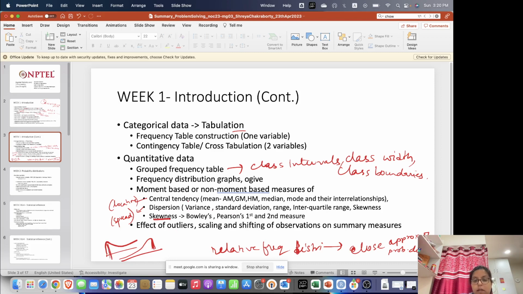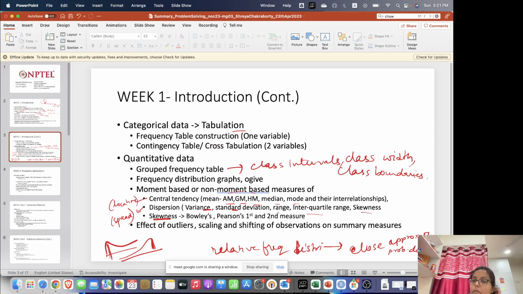We learned about measures of central tendency. This was the arithmetic mean, geometric mean, harmonic mean. They share a relationship between these three, so that is quite important. We learned about mean, median, mode, and what happens to their relationship in case of a positively skewed or a negatively skewed distribution. How can we, from their interrelationships, identify skewness? These also we learned. Okay, I hope you remember this. So dispersion measures were variance, standard deviation, range, interquartile range, and skewness.